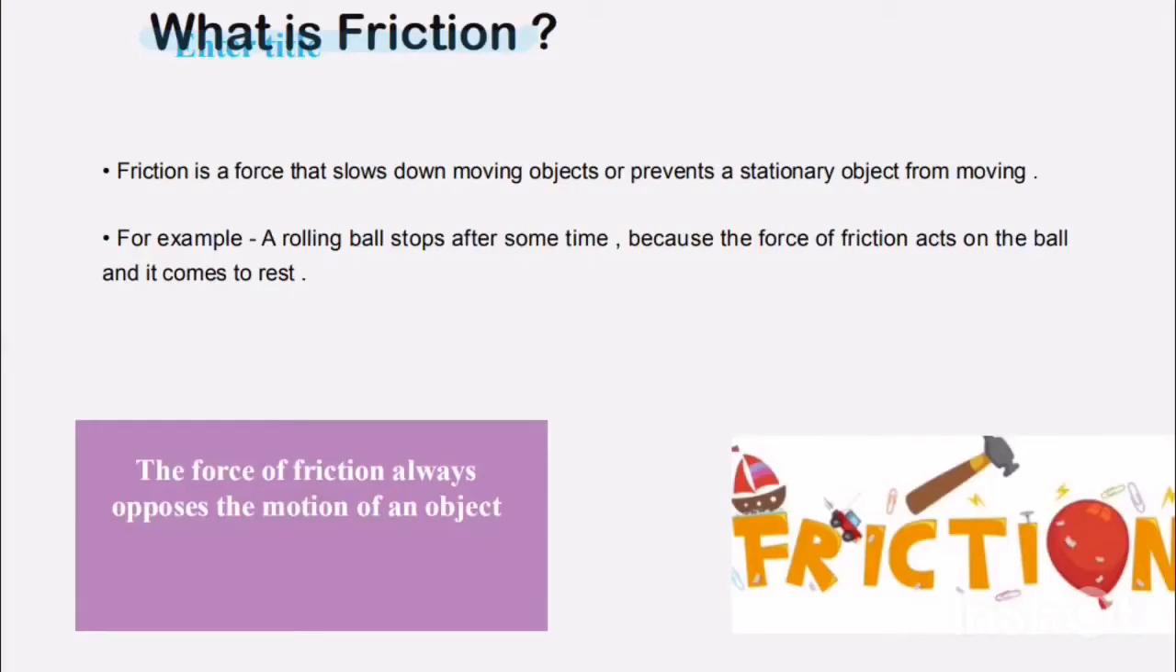Friction is a force that slows down moving objects or prevents a stationary object from moving. For example, a rolling ball stops after some time because the force of friction acts on the ball and it comes to rest. This is because the force of friction acts in the opposite direction from that of the ball and it stops. The force of friction always opposes the motion of an object.